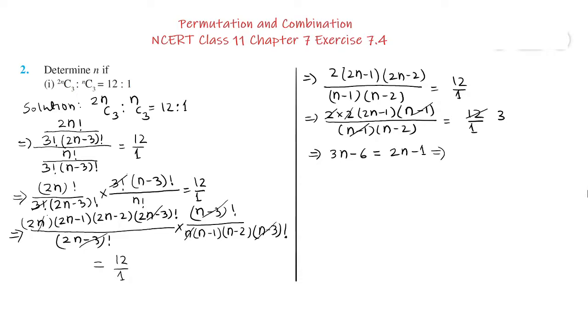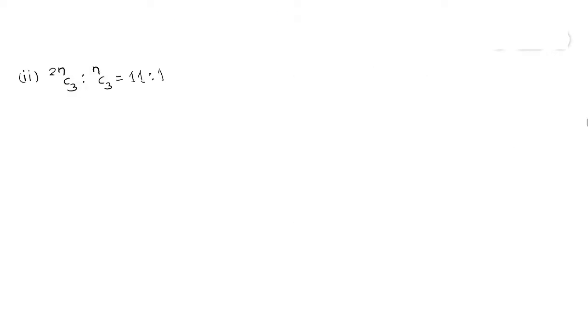This gives us 3n minus 2n equal to 6 minus 1. This is equal to n equal to 5. This is the answer of our first part of the question, which gives the value of n equal to 5. Part 2 of the question, 2nC3 ratio nC3 equal to 11 ratio 1.